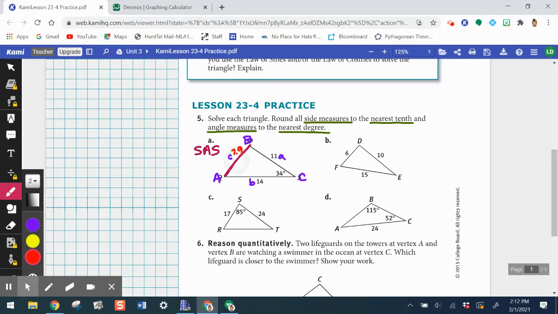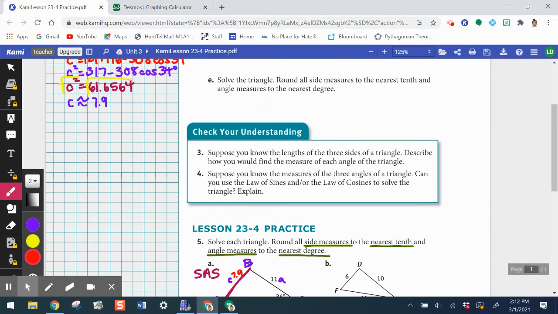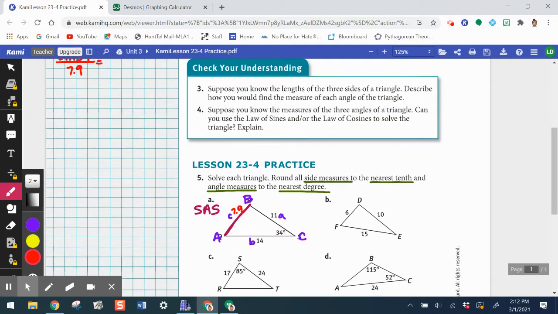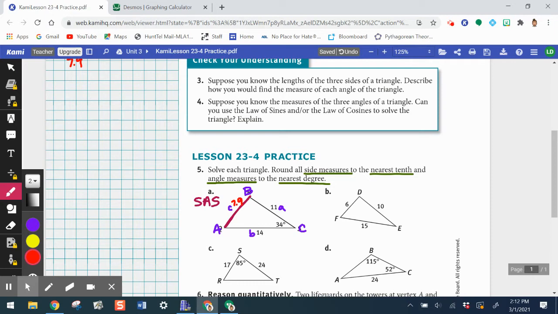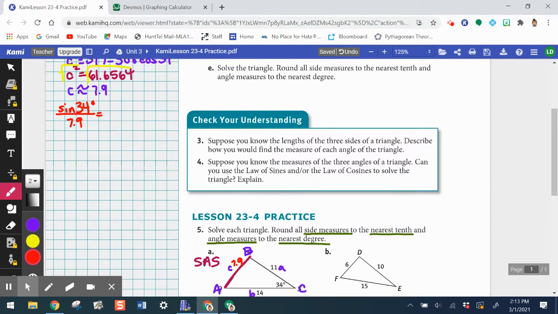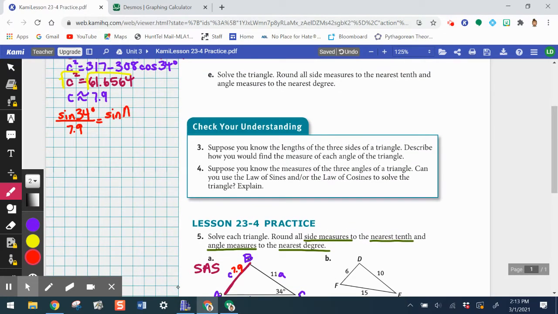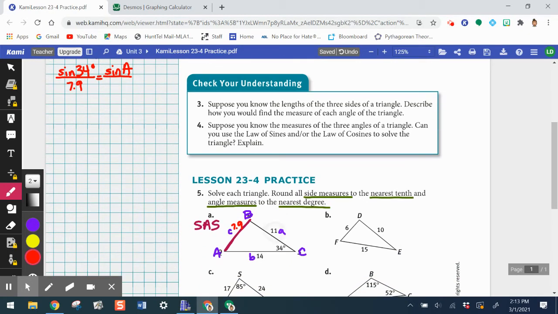So now that I have a full ratio, because I have the measure of angle C and its opposite side, I'm definitely going to use the sine of 34 over 7.9. So the sine of angle C over its opposite side, 7.9. And now it greatly depends on which angle you would like to find first, because we have the length of the side opposite of angle B, so we could find angle B first, or we also have the length of the side opposite of angle A, so we could find angle A first. So we'll just find angle A since it's first in the alphabet. So the sine of A over its opposite side length, which is 11.